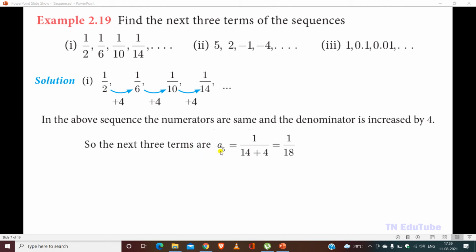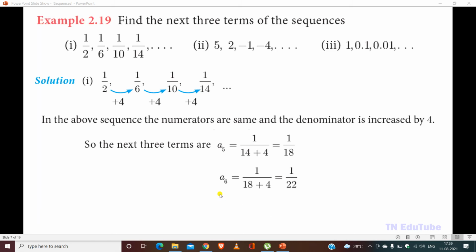You have to find out the 5th term, 6th term and 7th term. Adding 4, what do you get? 18. Again 18 plus 4, that is 22. Then the 7th term, 22 plus 4, 26. That is the answer for the first one.